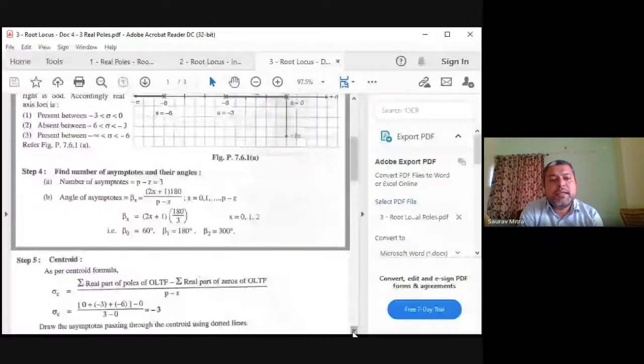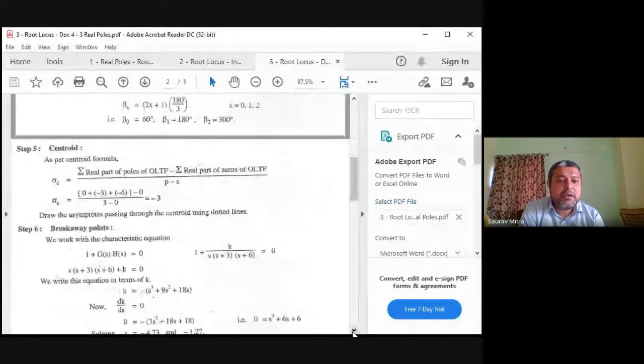This is the formula. Then the centroid, sigma c, from where the theta c has to be drawn. It is the addition of all the real parts of the open loop poles. So this is −3 −6 and there is no zero, so zero is 0. So this is −9 divided by 3 is equal to −3. That's why you will find that the angles are drawn from −3. So at −3 you have to draw 3 lines. One is 60 degrees, one is 300 degrees, another is 180 degrees. So the 3 angles will go like this.